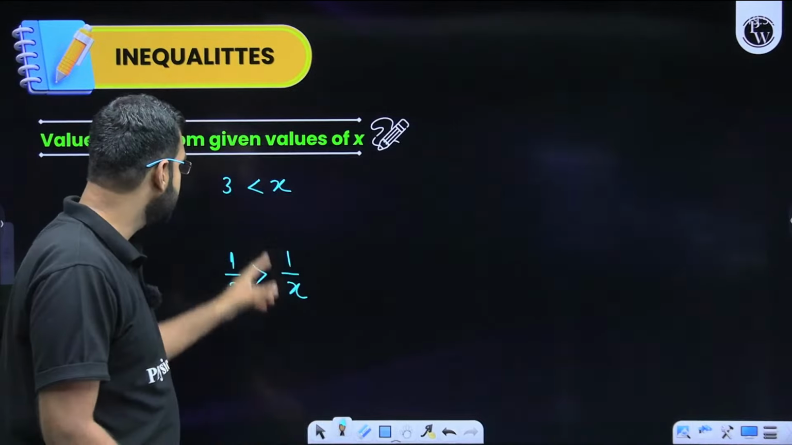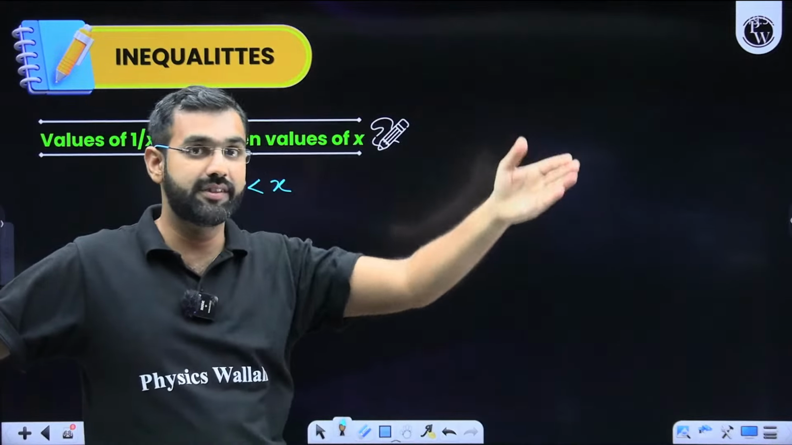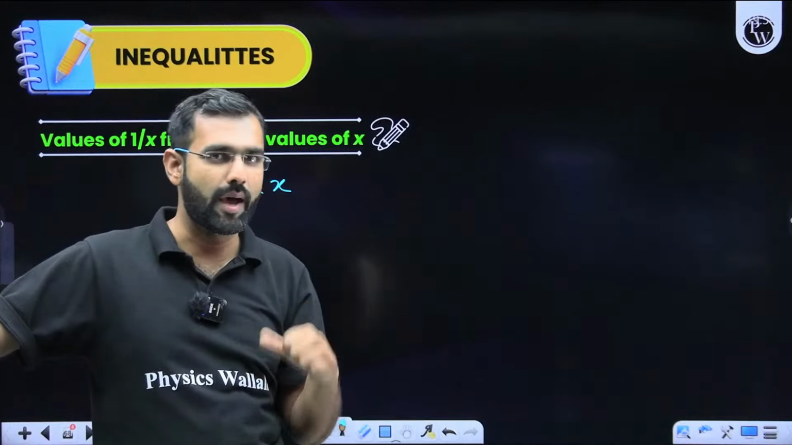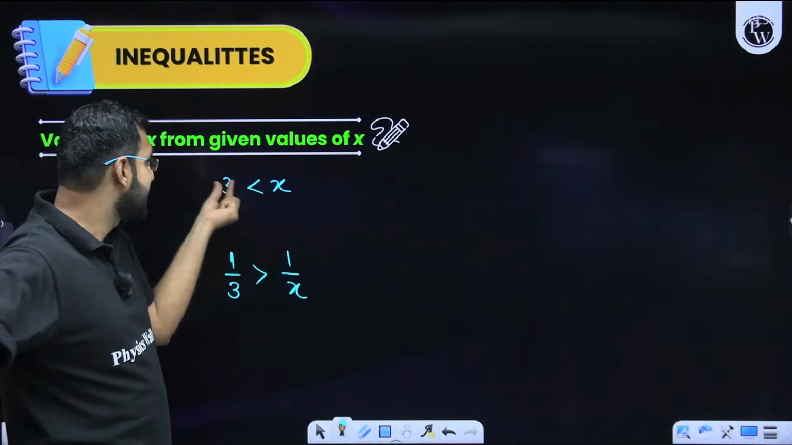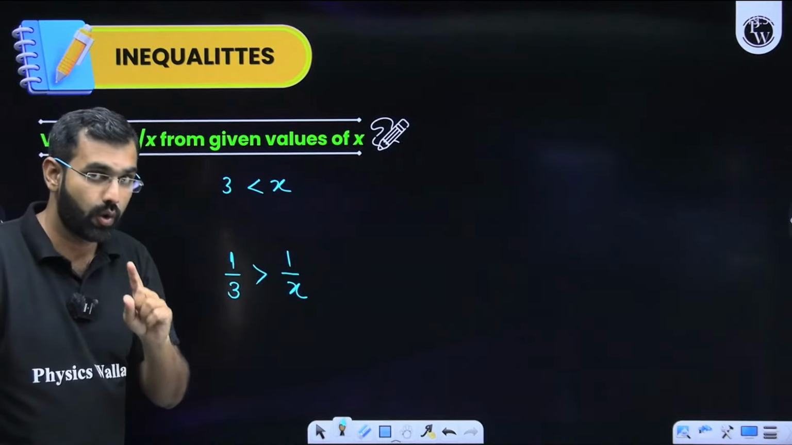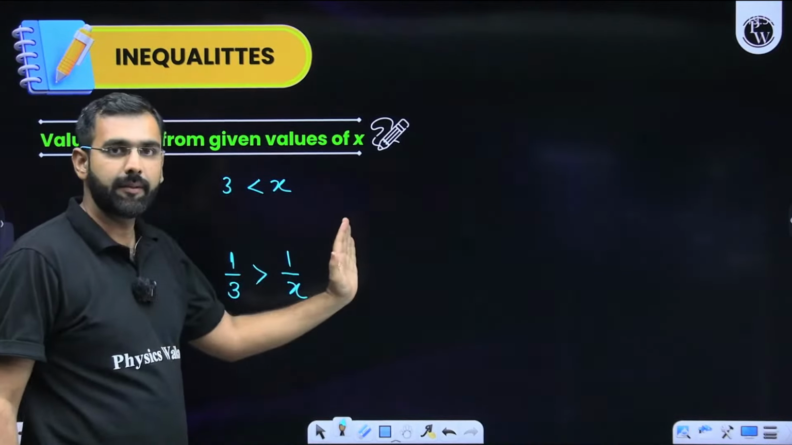The way we have been doing with the negative numbers, let's say if a is greater than b, and if you are multiplying both these sides by a negative number, then the sign of the inequality changes. The same thing is going to happen here. If x is greater than 3, then 1 by x will be less than 1 by 3. Now, sir, it is less than 1 by 3.